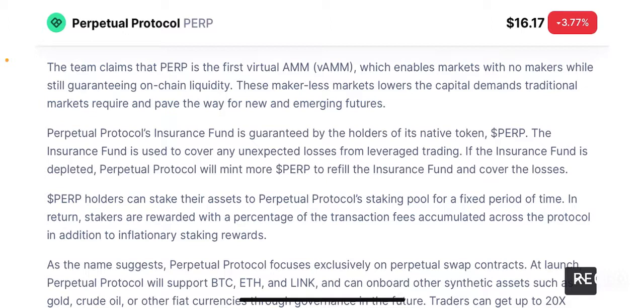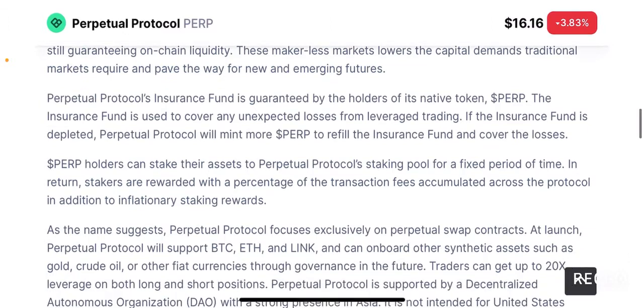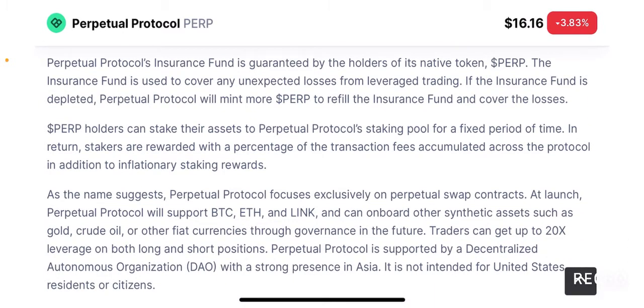And these marketless markets lower the capital demands traditional markets require. Since they don't rely on market makers, they don't really rely on any capital inflow to provide liquidity to their pools, right? And this basically leads to a new and emerging future for AMMs and the DEXs we are used to and familiar with, right? So that's basically what Perpetual Protocol does. It's a very revolutionary way to provide liquidity in an AMM environment, right?